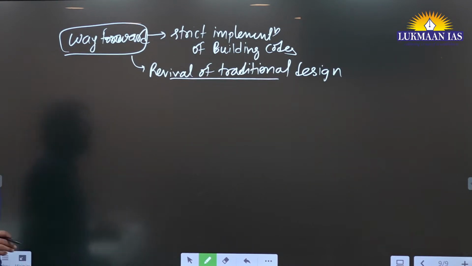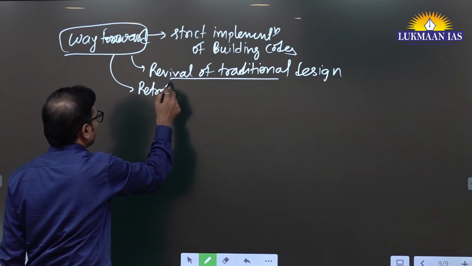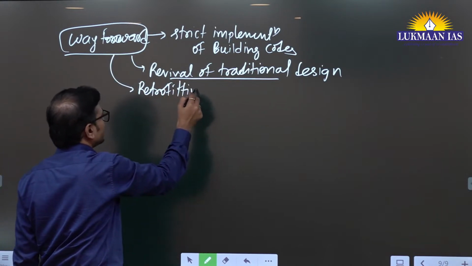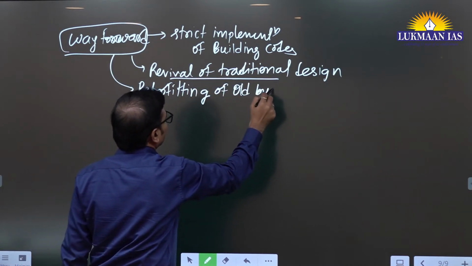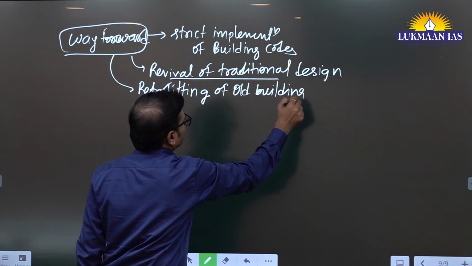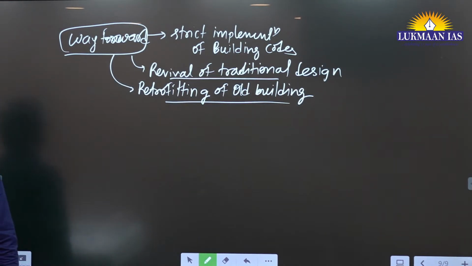Then retrofitting of old buildings. Here you can mention that the government should come up with certain financial assistance. Retrofitting of old buildings. At least the government should do it for its own buildings.